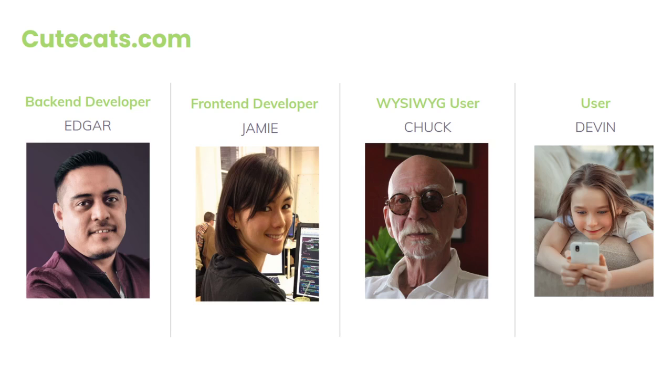The web development team hypothetically consists of 3 people working together. There's Edgar, a backend developer, Jamie, a front-end developer, Chuck, a WYSIWYG user, and their job is to work together to deliver the best site they can to Devin.